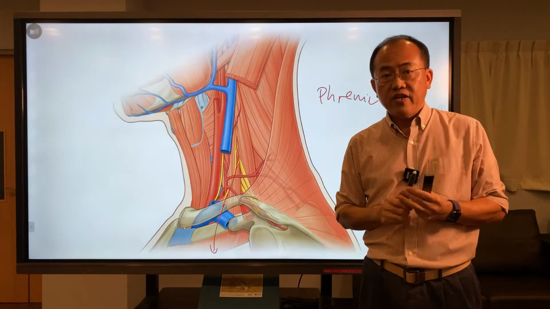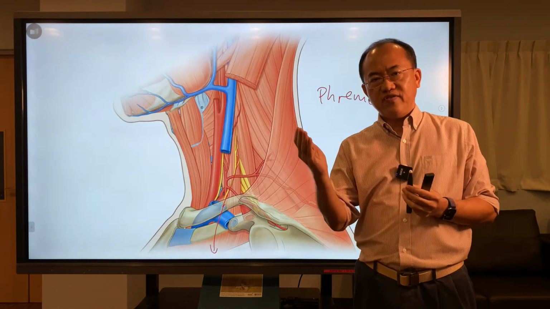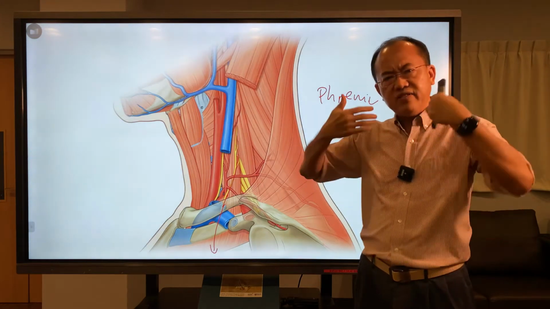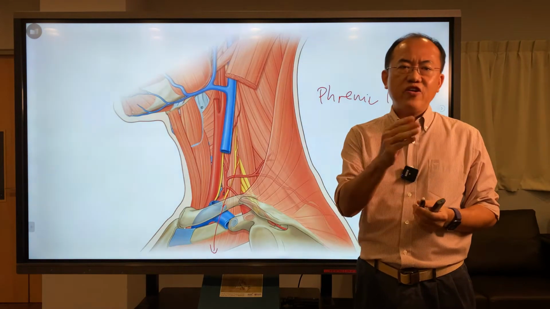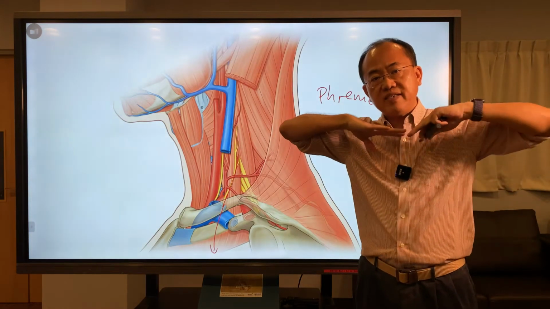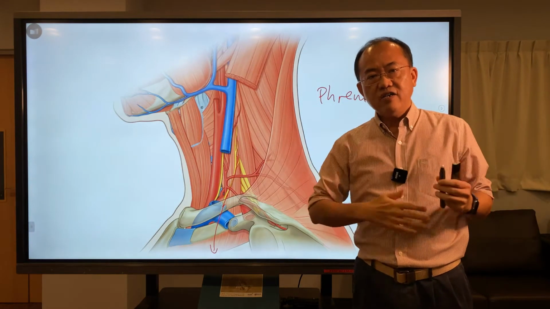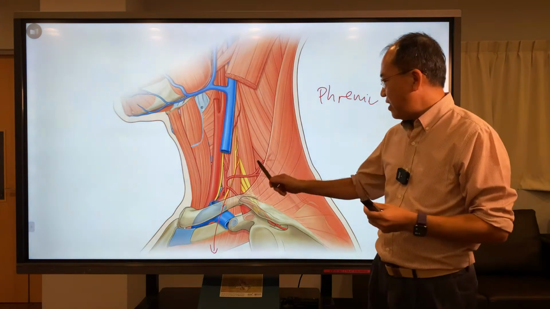The phrenic nerve. Do you remember the root value of the phrenic nerve? Excellent. C3, C4, C5. And why does the phrenic nerve descend down to the thorax to supply the diaphragm? Very good, because of embryology. During development, the diaphragm descends down from the neck to its final destination between the thorax and the abdomen, right? So that was the phrenic nerve.